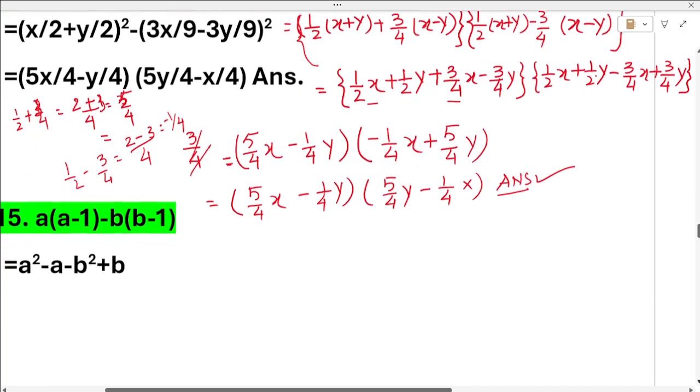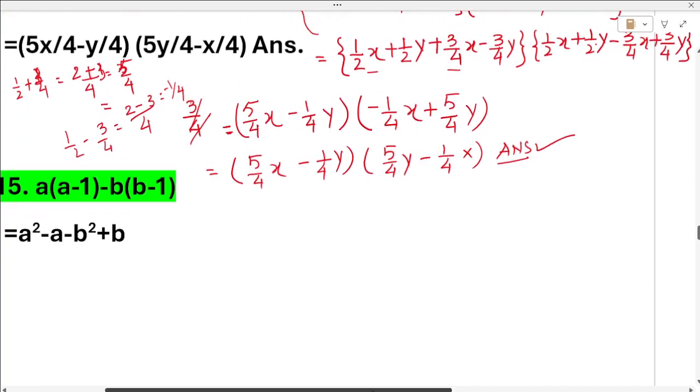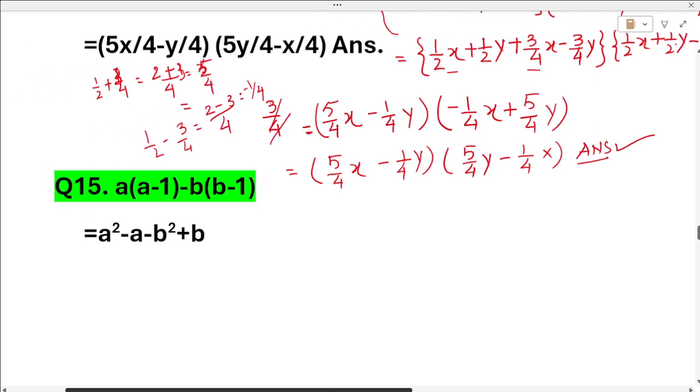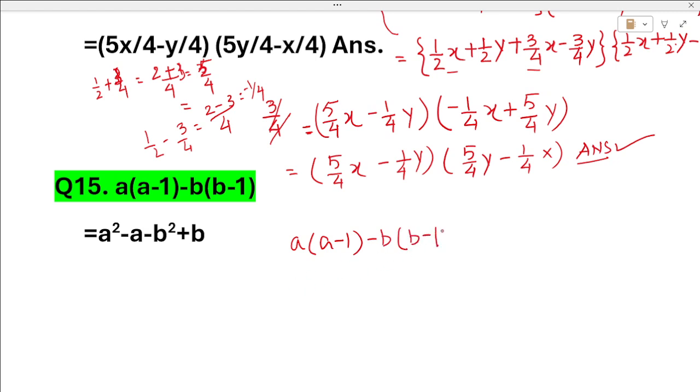Now come to question number 15. Question number 15, as you can see, is a multiplied by (a minus 1) minus b multiplied by (b minus 1). Okay. Suppose this question is given and asks to factorize. So what will you do?